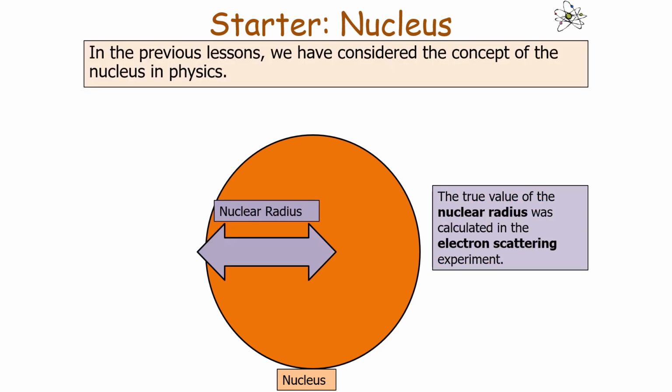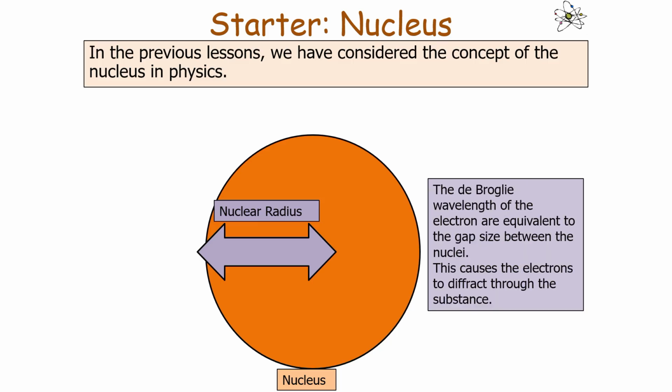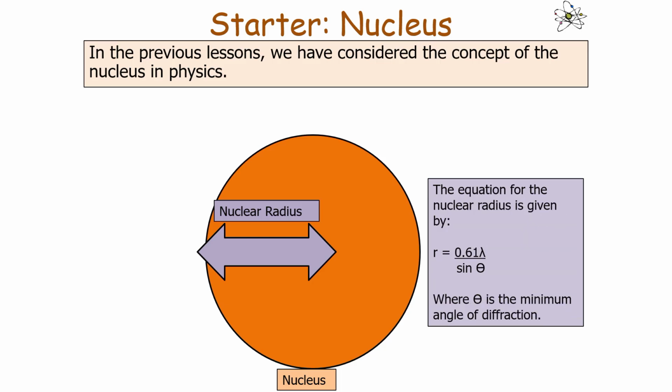Now the true value of the nuclear radius was calculated in the electron scattering experiment, where the de Broglie wavelength of an electron is equivalent to the gap size between the nuclei, and it caused electrons when fired at nuclei to diffract through the substance. Now the equation for the nuclear radius in this instance was given by 0.61 lambda over sine theta, where theta is the minimum angle of diffraction.